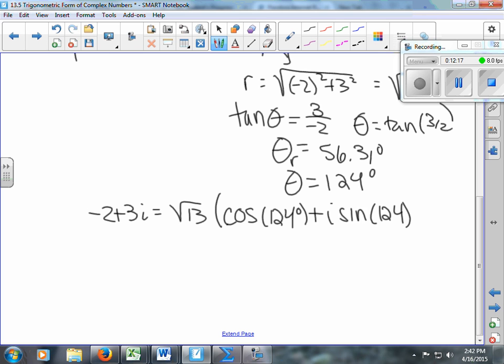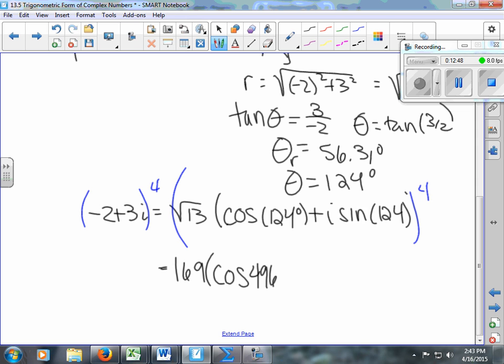And so when I need to evaluate what this is to the fourth power, I can use the trig form, and it's as simple as just taking radical 13 to the fourth power. That would be 169, and then cosine of 124 times 4, which is 496, and then we're done. Whatever that number ends up being.